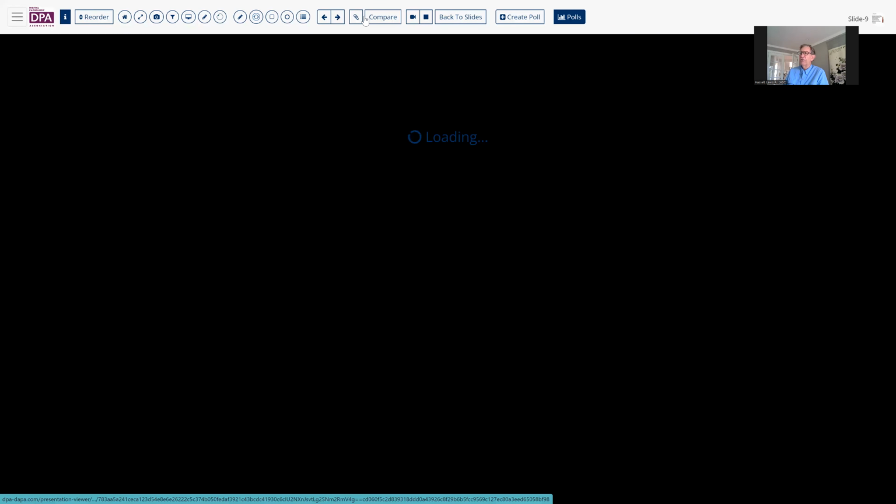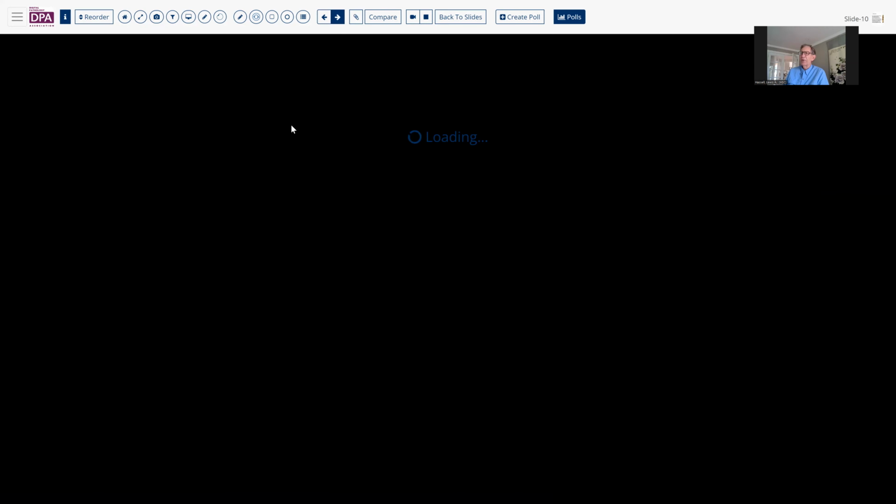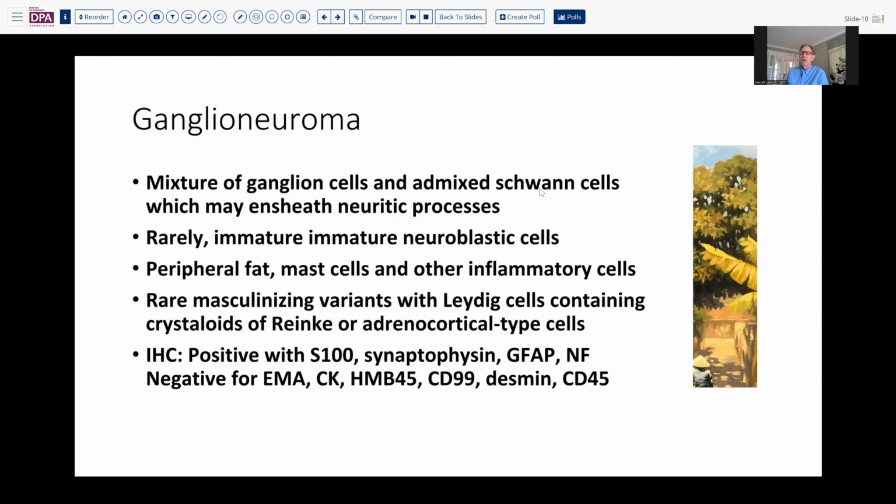Now, in younger individuals, these lesions may have more neuroblastomatous elements. It's felt that there's a spectrum of neuroblastoma, ganglioneuroblastoma, or ganglioneuroma that can occur in this location. The mediastinum and retroperitoneum are the most frequently encountered sites. Rarely, this is associated with multiple endocrine neoplasia or some other syndrome like Turner syndrome, and the behavior is almost uniformly benign, unless that Schwann cell component develops into a malignant peripheral nerve sheath tumor. These tumors are not usually functional, although occasional increases in vanillylmandelic acid have been reported. In terms of microscopic appearance, this mixture of ganglion cells and admixed Schwann cells, which may cluster or ensheath little neuritic processes, is possible.